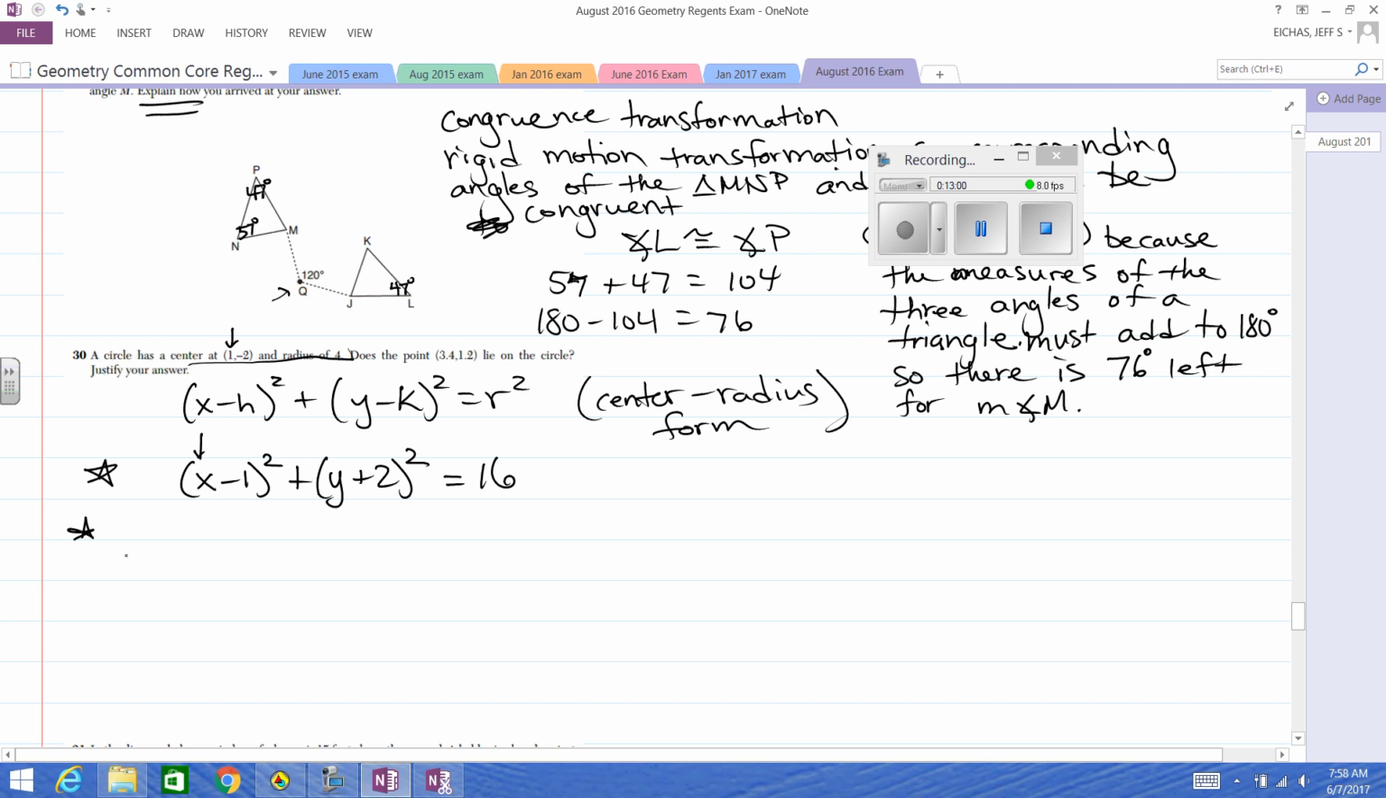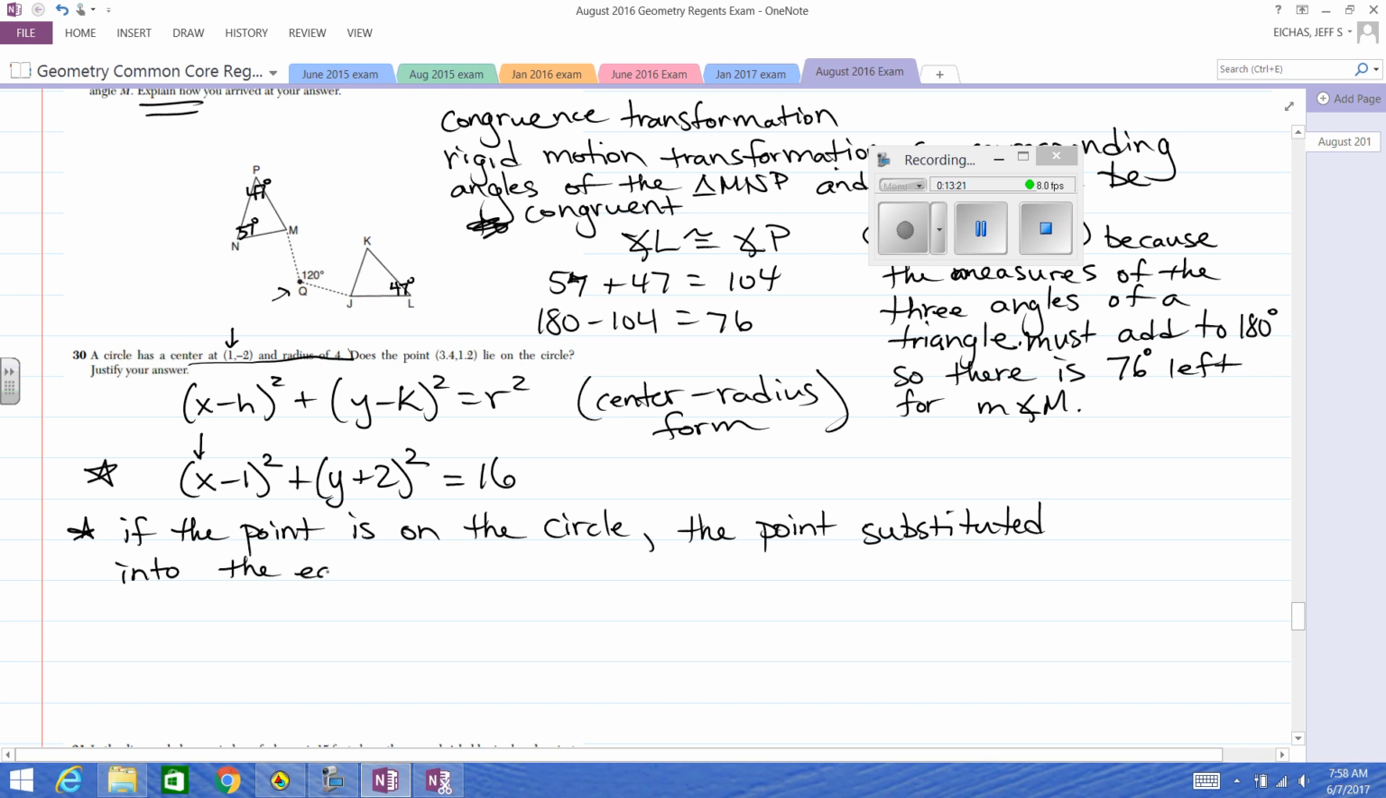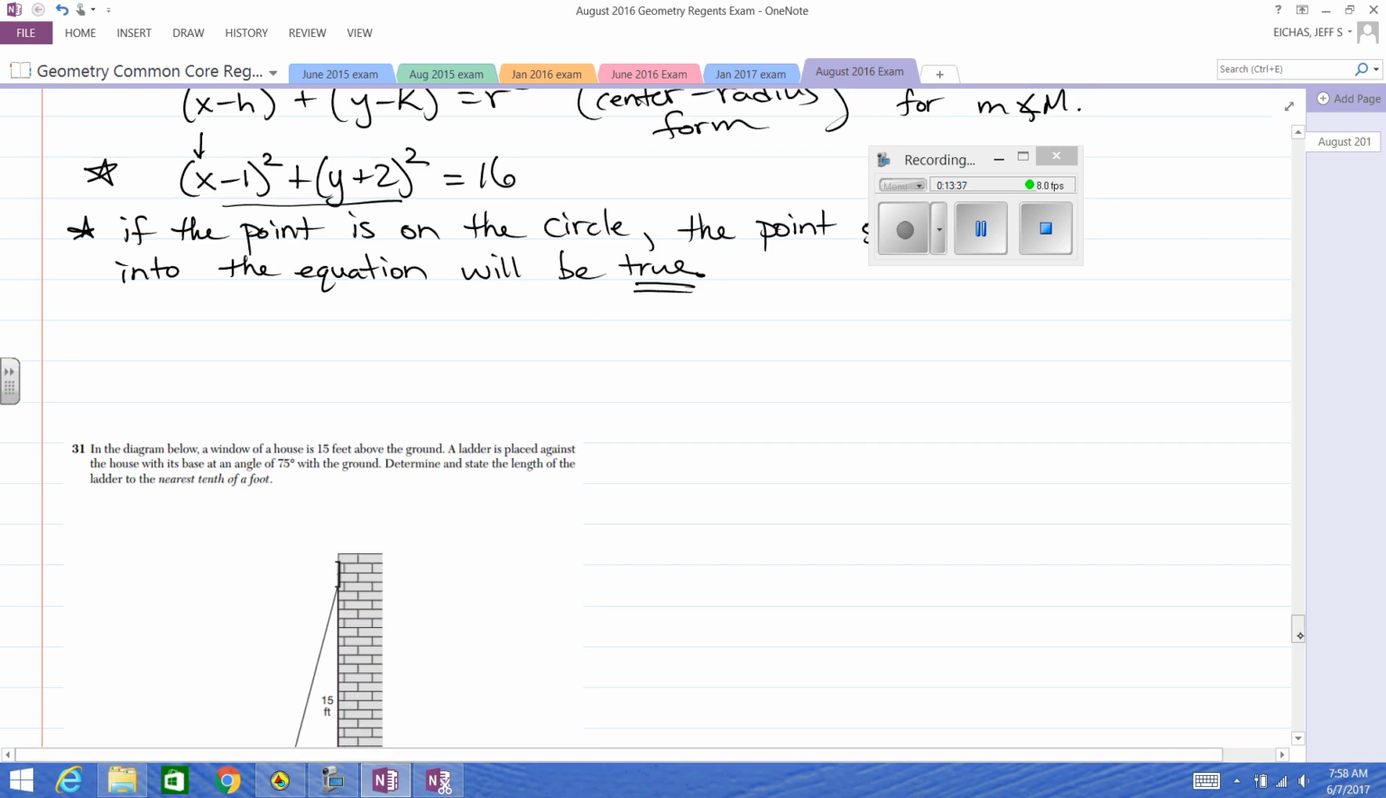Now, here's the concept. If the point is on the circle, the point substituted into the equation will be true, meaning you'll get 16 over here because that's equal to 16. So you want that equation with the point plugged in to be true. Of course, if it doesn't work, then it's not.